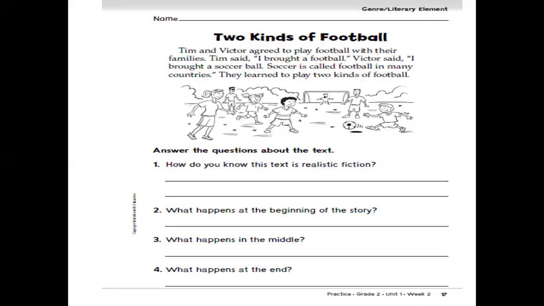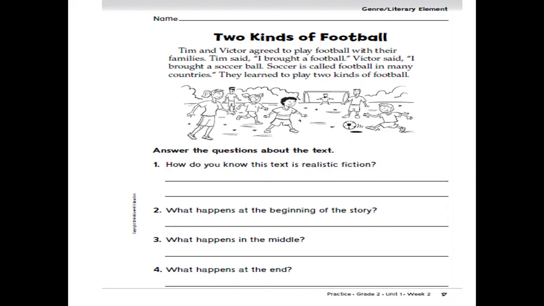Okay, let's complete the title of the text. It's not a story, it's maybe a short story. Two Kinds of Football. Tim and Victor agreed to play football with their families. Tim said, "I brought a football." Victor said, "I brought a soccer football." Soccer is called football in many countries. They learn to play two kinds of football. Look at the illustration here, okay? Answer the questions about the text.